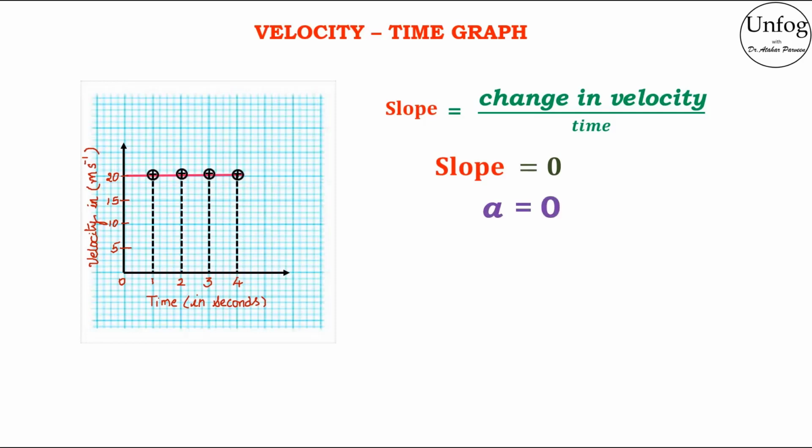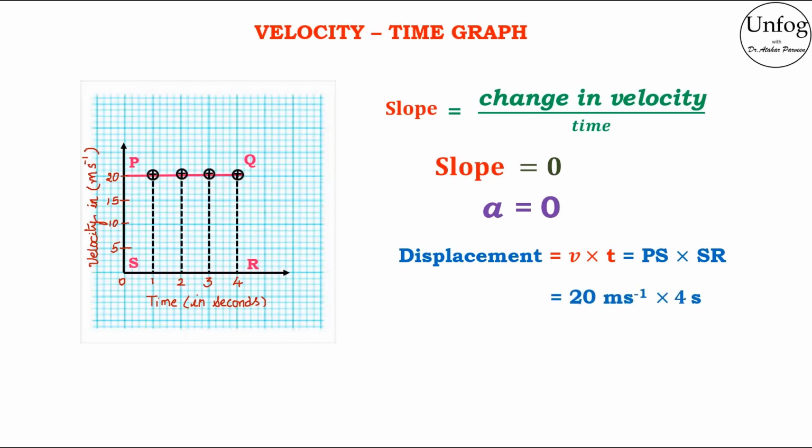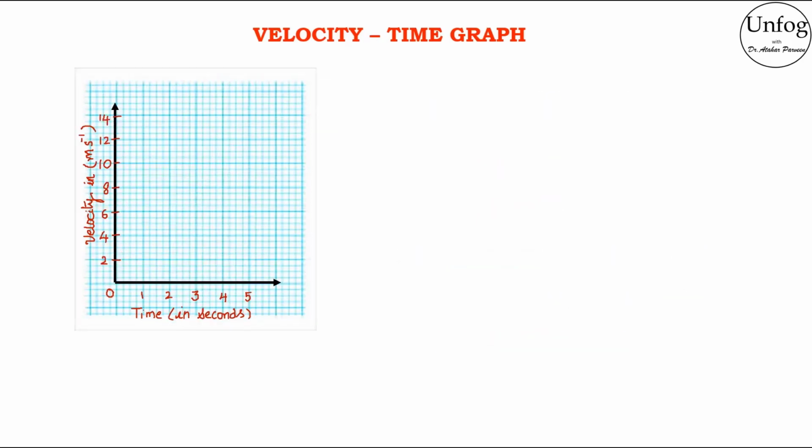The area under the graph gives displacement of the body. Therefore, here displacement is equal to velocity into time, which is equal to side PS into side SR of a rectangle PQRS, and the displacement is equal to 20 meters per second into 4 seconds, and this is equal to 80 meters.